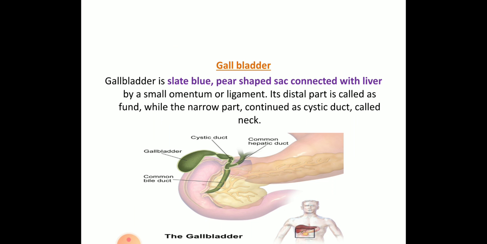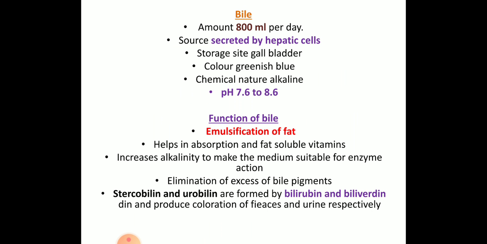Okay, coming to the last gland, that is the gallbladder. It is small, somewhat bluish and pear shaped, and it is connected with the liver. The production of bile is around 800 ml per day, and bile is stored inside the gallbladder. It is secreted by the hepatic cells, and the storage site is the gallbladder. The color is somewhat greenish. And what are the functions of this bile?